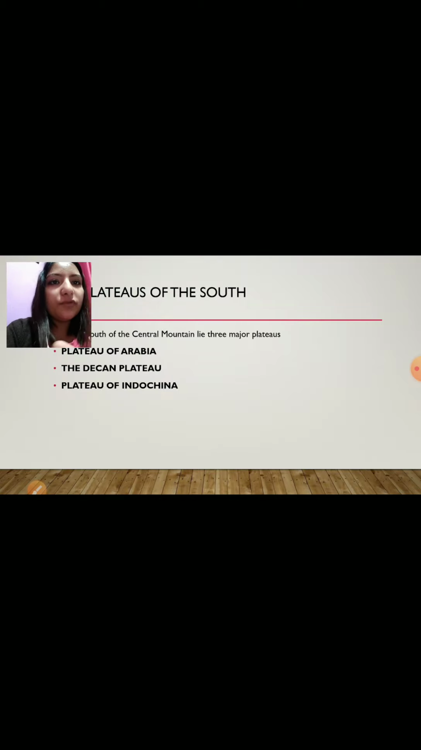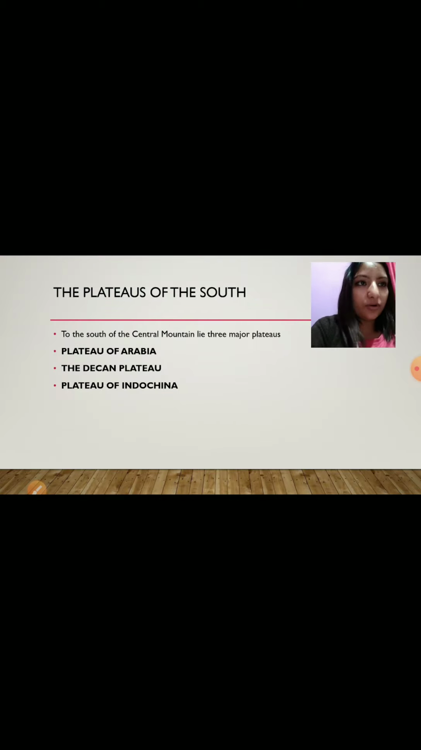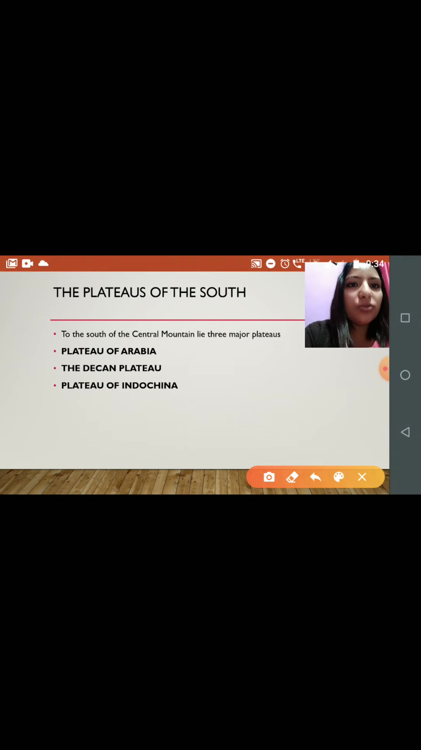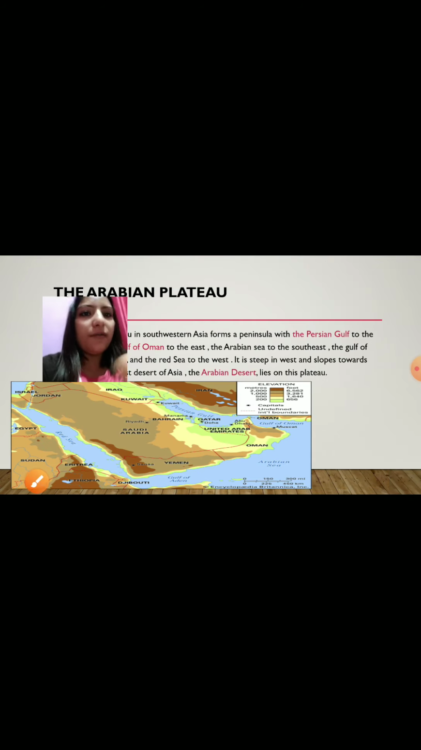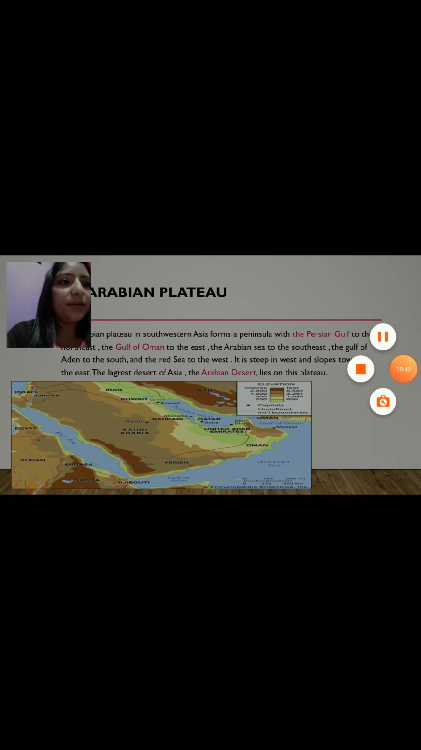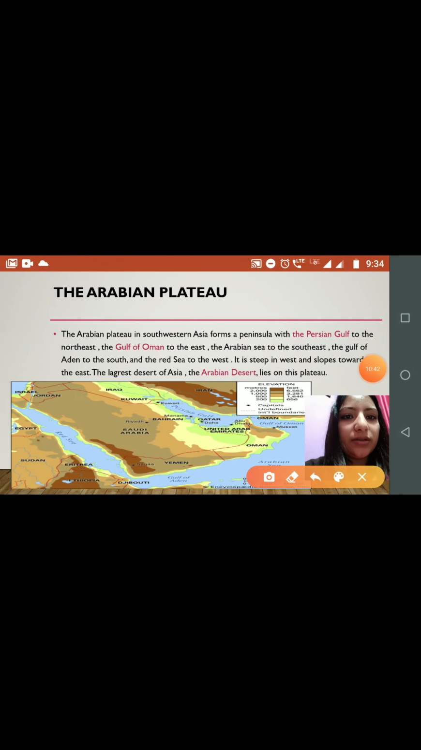Now we will move to the views of the south. This is the third important feature, Asia's physical division. So, plateaus of the south: to the south of the central mountains lie 3 major plateaus. We have the Plateau of Arabia, the Deccan Plateau, and the Plateau of Indochina. We will see the first one, the Arabian Plateau. This is your Arabian Plateau. You can all see it in the picture.